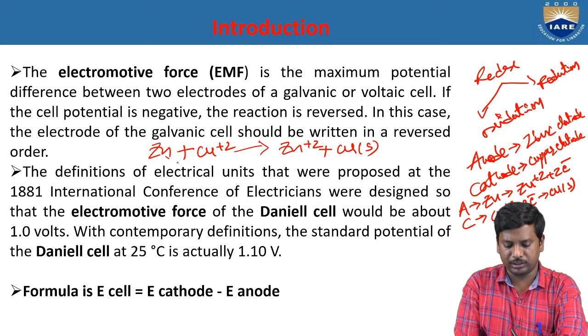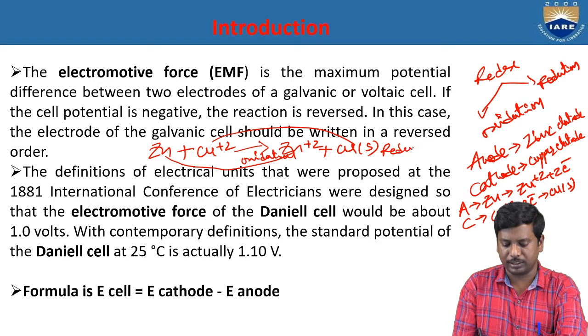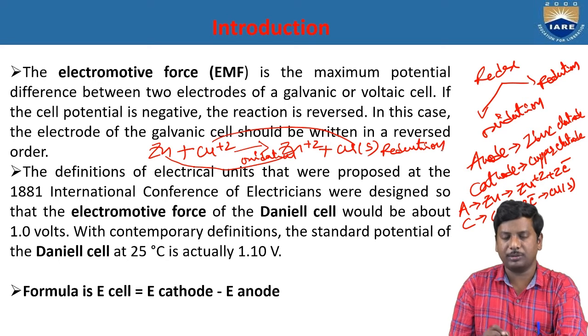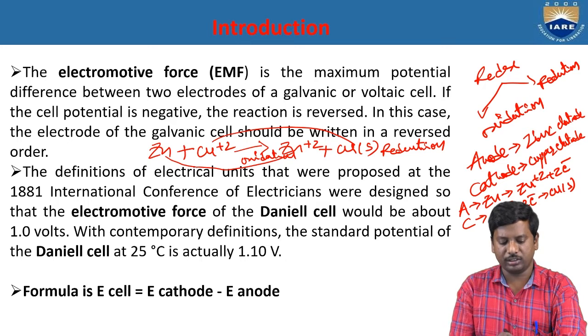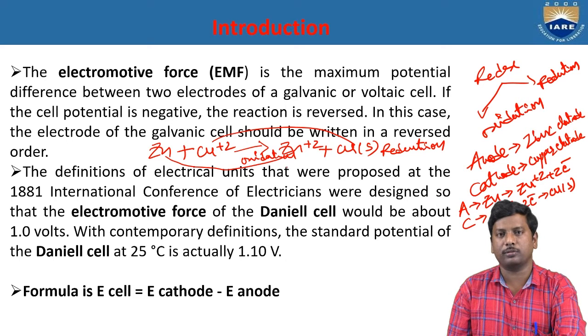From zinc to zinc plus 2, oxidation takes place. And from copper plus 2 to copper, reduction takes place. That means the reactions simultaneously take place, both oxidation and reduction. Finally, it releases electrical energy by the transfer of electrons from zinc to copper, that is, the flow of electrons. It starts with chemical energy and ends with electrical energy. We understand that chemical energy converts into electrical energy. That is nothing but a galvanic cell or voltaic cell.